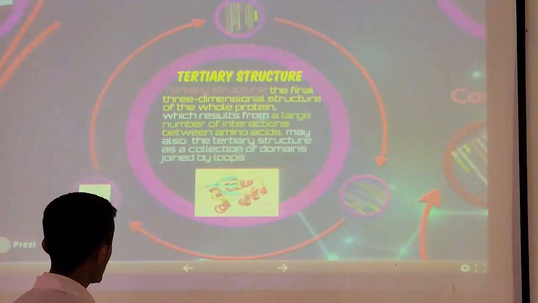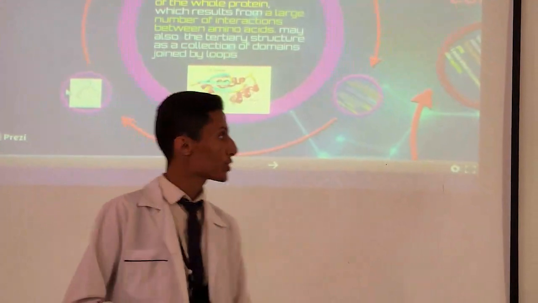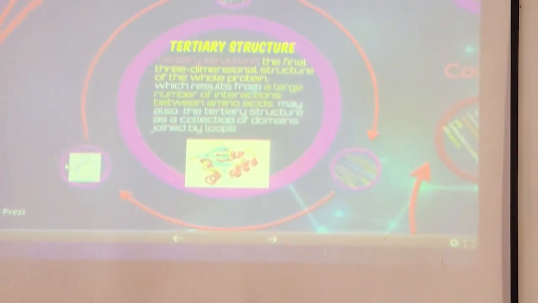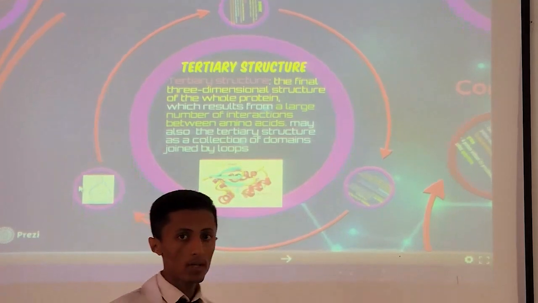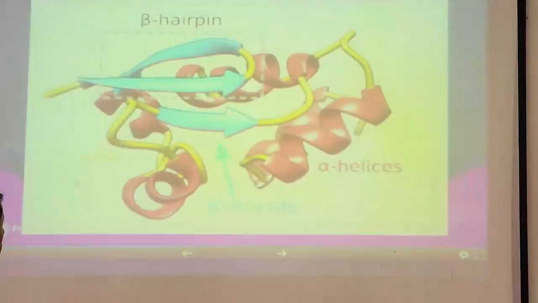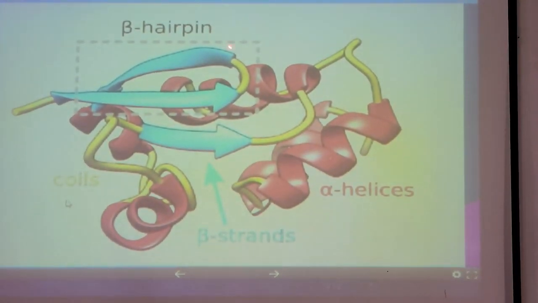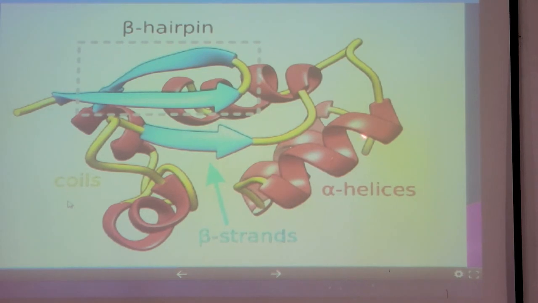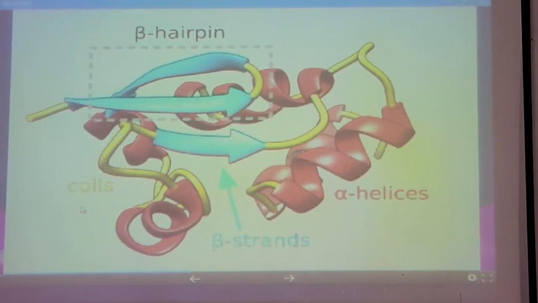The tertiary structure is the final three-dimensional structure of the whole protein, and it's formed as a result of a large number of interactions between the amino acids that form the polypeptide chain. As we see in this picture, the tertiary structure is formed either by folding of beta pleated sheets or alpha helices, or both of them as a mix.